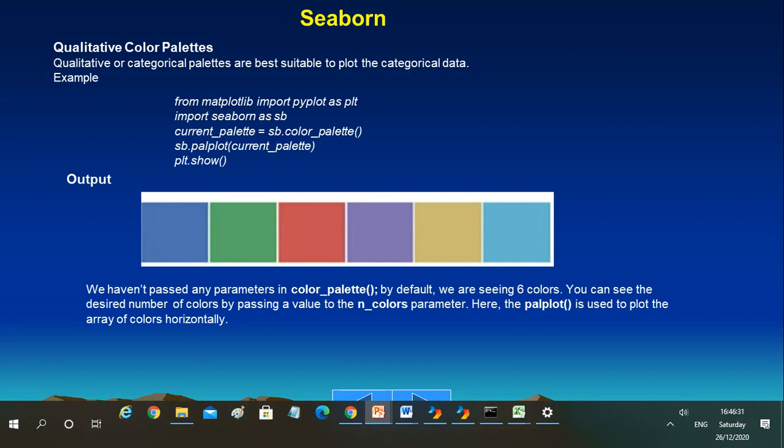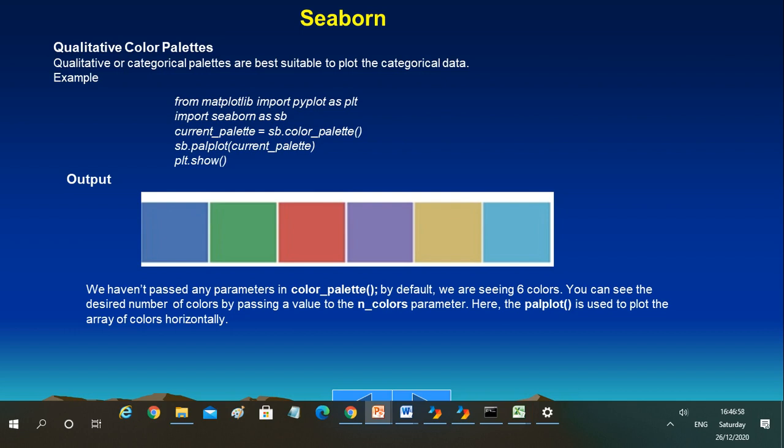Now, qualitative color palettes, or categorical palettes, are best suited to plot categorical data. Example: from matplotlib import pyplot as plt, import seaborn as sb, current palette is equal to sb.color_palette, sb.palplot current palette, and plt.show. When you write this code, you will get this kind of output.